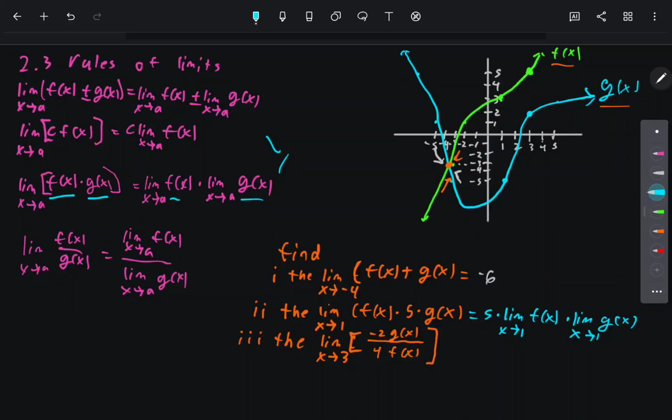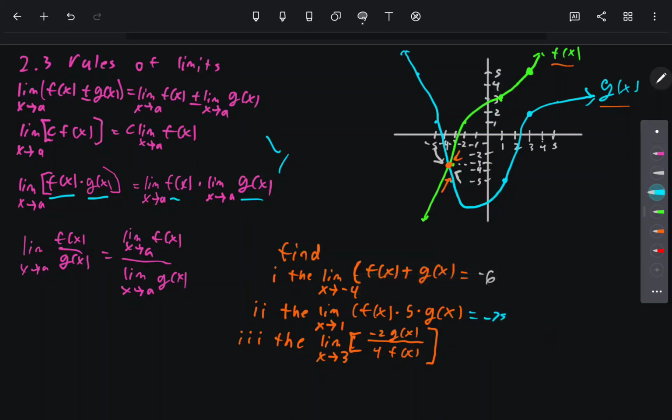Well, the limit as x approaches 1 of f of x, well, f of x is this green function up here, and it looks to approach the value of 3. So this is 5 times 3. G of x, on the other hand, it looks to approach this value of -5. So it's just -5. So we get a value of -75. Alright. Let's erase and continue on.